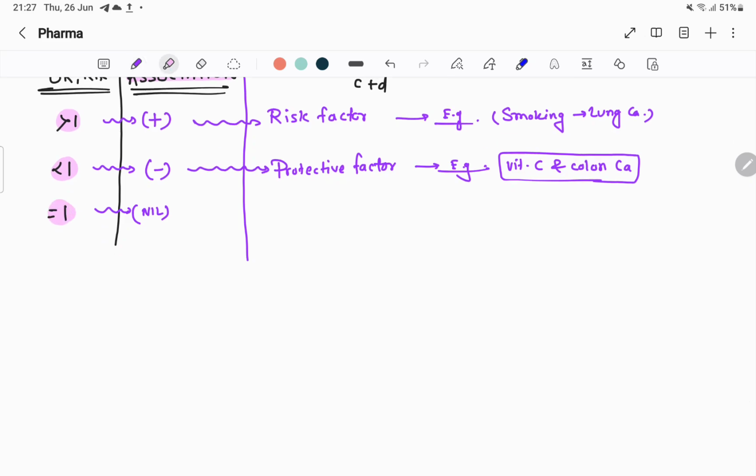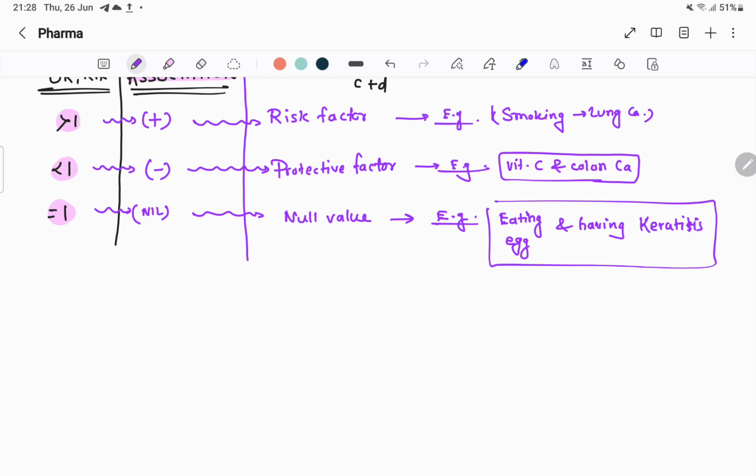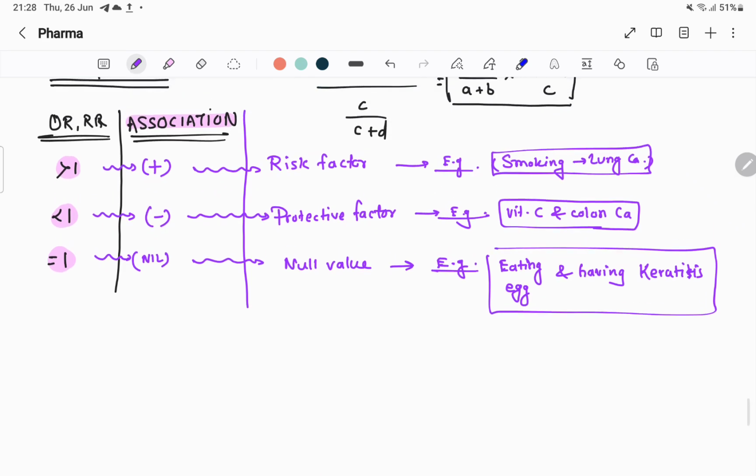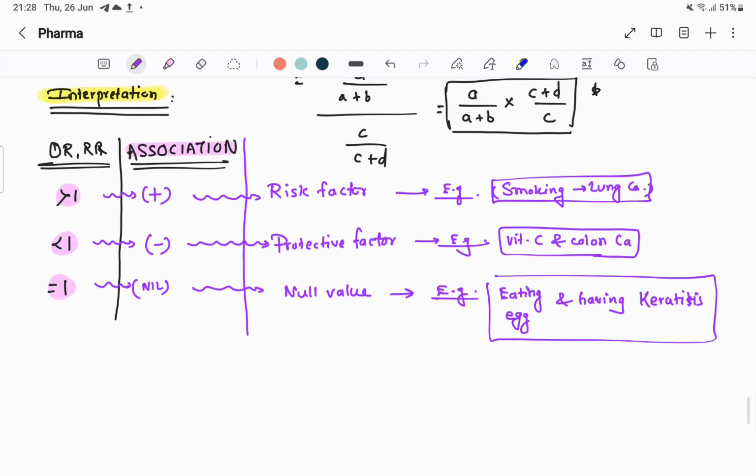Let's say cobalt is neither causing lung cancer. There is no relation at all. There is no relation between cobalt and lung cancer. So this is a null value. Example, let's say eating egg and having some disease, ophthalmological condition, let's say keratitis. Is there any relation between eating eggs and having keratitis? No relation at all. So this is a null value. Okay, this is the interpretation. Understood?